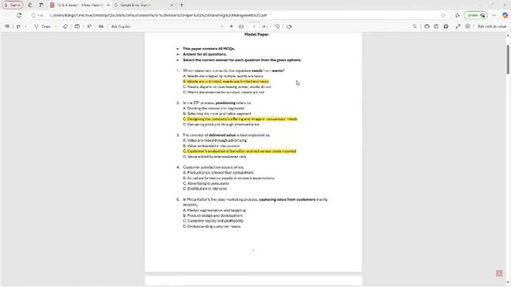So, question number 4. Customer satisfaction occurs when product price is lower than competitors, actual performance equals or exceeds expectation, advertising is persuasive, distribution is intensive. So what is the correct answer? I think it is a very easy question.